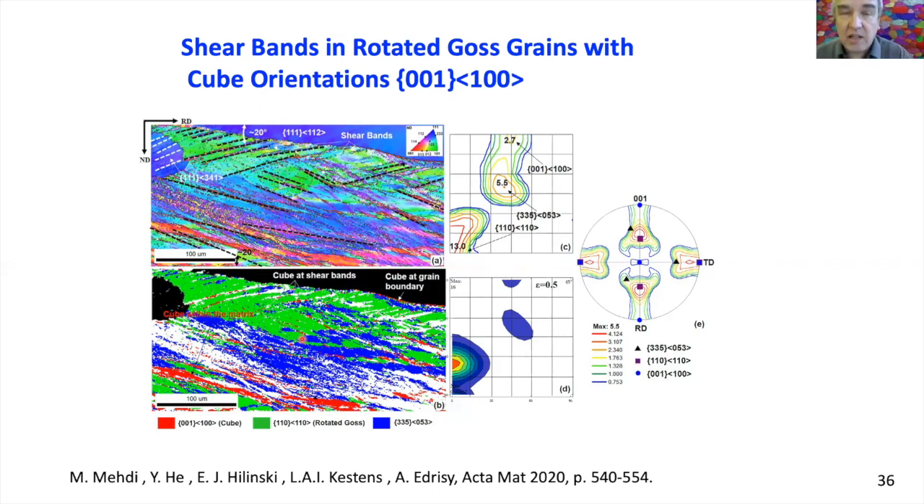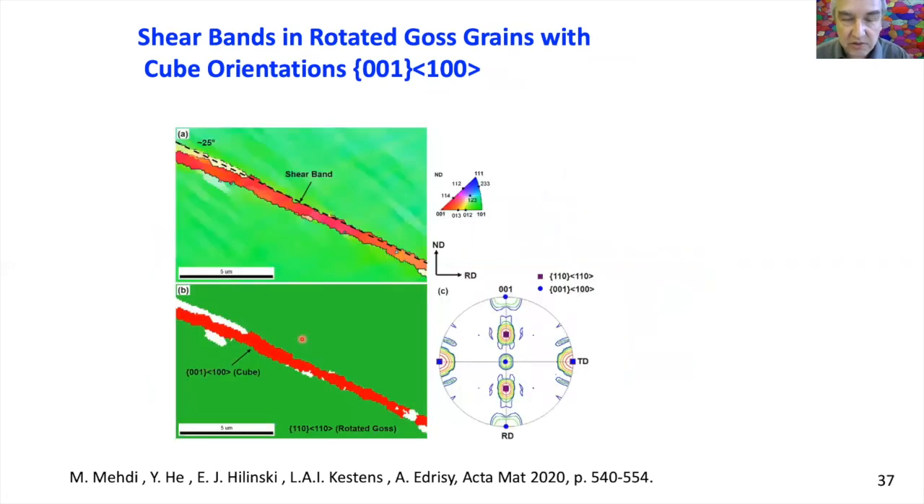Of course, the idea is not to leave it at that, because the cube orientations in shear bands are nice for academic confirmation. But if you want to apply it for electrical steels, you need to recrystallize and hope that the shear band orientations will recrystallize. Also, this is another very nice proof of the presence of shear bands in rotated Gauss orientations. But as I say, the idea is to recrystallize this steel and then hope that these cube orientations will consume the rest of the deformed matrix.